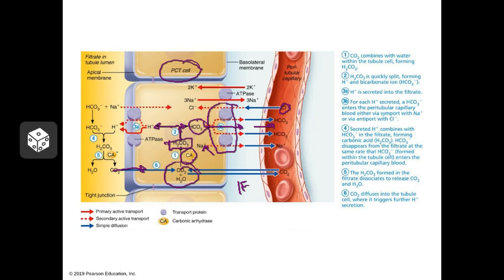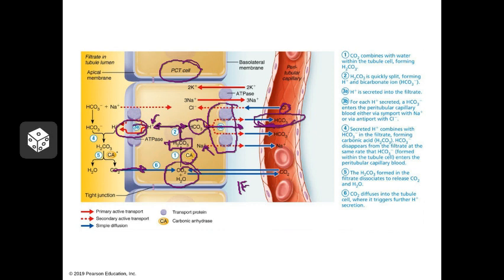What happens to this hydrogen ion? Well, hydrogen is secreted into the lumen, into the filtrate. For every hydrogen that is secreted, a bicarb is moved into the peritubular capillary. Now, this is important in terms of understanding how the kidney can get rid of hydrogen ions.